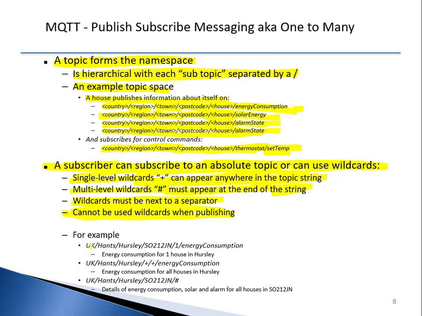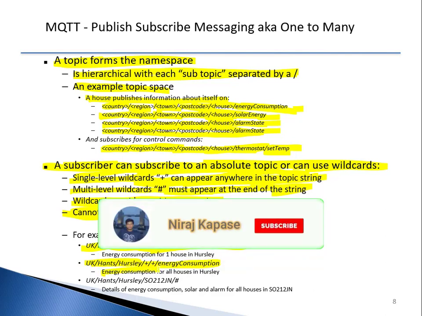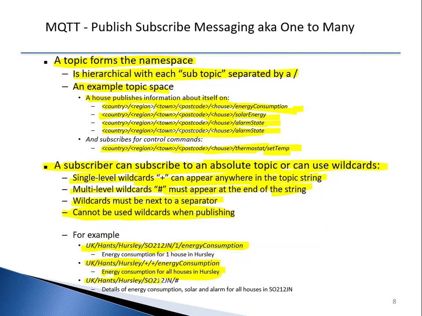For example, UK Hursley SO212JN energy consumption is the energy consumption for one house in Hursley. Whereas UK Hursley plus energy consumption: plus means the energy consumption of all the houses in Hursley. Then UK Hursley SO212JN hash means the energy consumption of solar, alarm, and house, everything for SO212JN. Like this we can use wildcards.